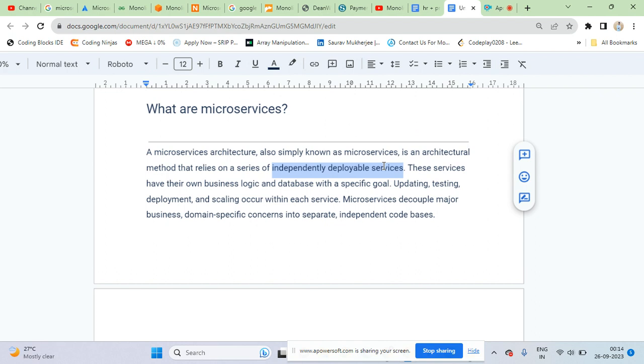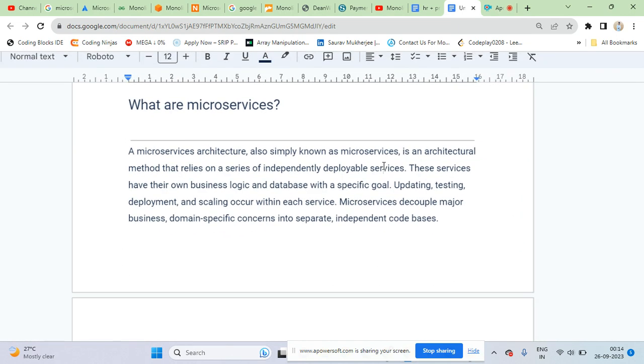These services have their own business logic. Every business logic is decoupled, not tightly coupled. Each service has its own business logic and database for a specific goal. You have to do updating, testing, deployment, and scaling for each service separately. Scaling each service and deploying each service is something you need to look out for. That is not generally available in monolith applications, but these are microservices.